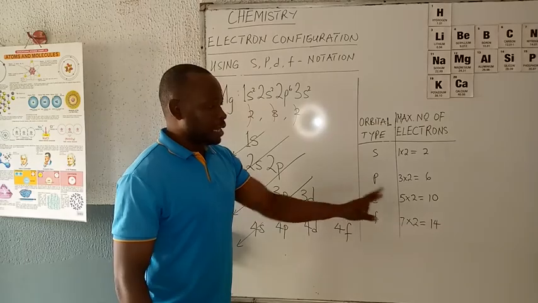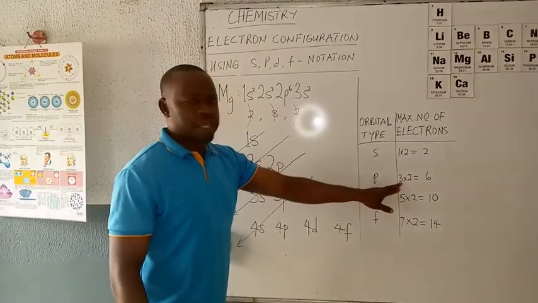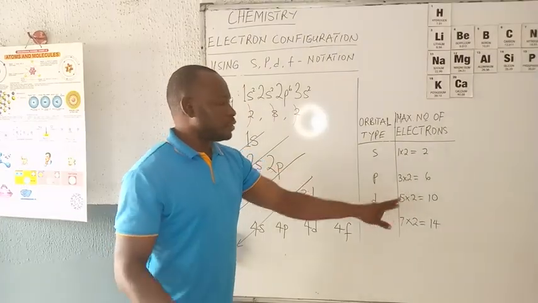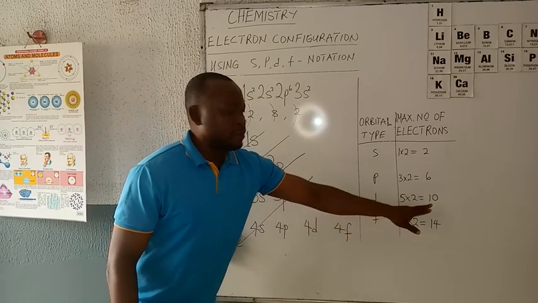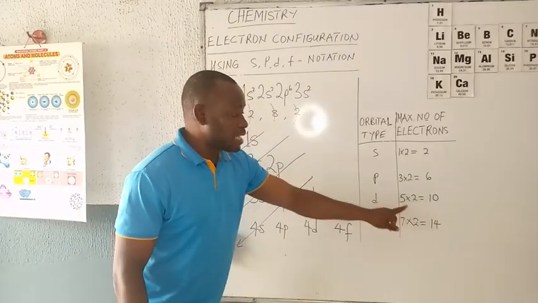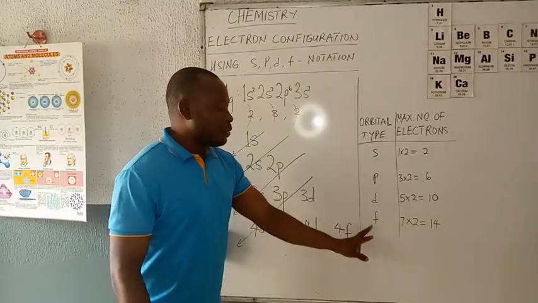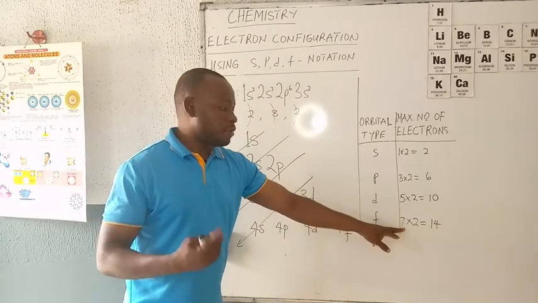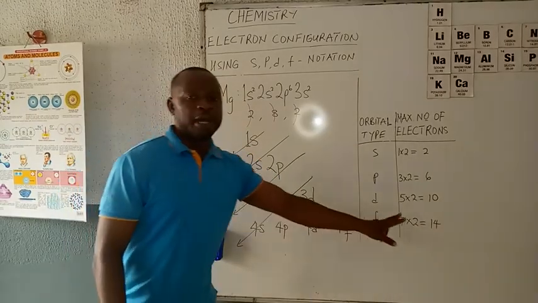P orbital can carry a maximum of 6 electrons. How? It has 3 degenerates, and each degenerate can carry a maximum of 2 electrons. 3 times 2, 6. The same thing with D orbital, a maximum of 10 electrons, because it has 5 degenerate orbitals. F orbital has a maximum of 7 degenerate orbitals. 7 times 2, 14. How can we apply this?